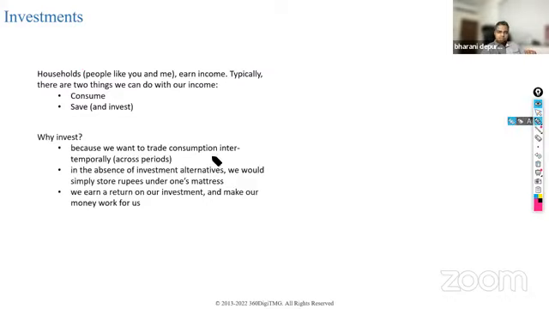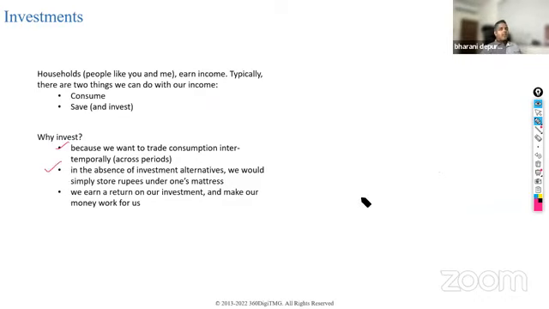Why do you want to invest? Because we want to trade consumption intertemporally. What does that mean? You don't want to consume the entire money now, whatever $10,000 you're earning per month. You don't want to completely utilize that. Instead, you want to consume it intertemporally, meaning every month some amount is what you want to consume.